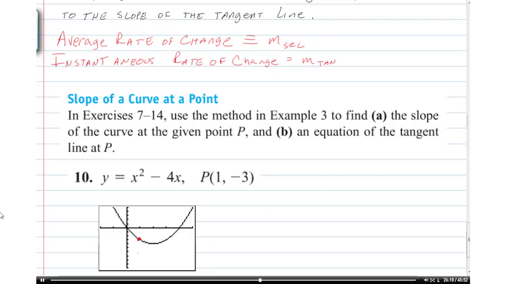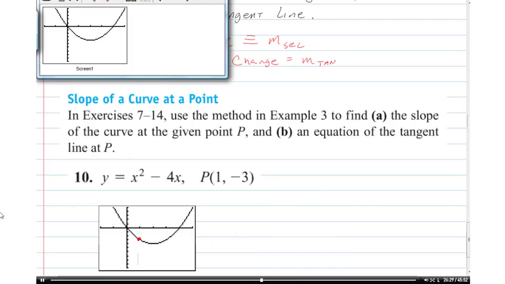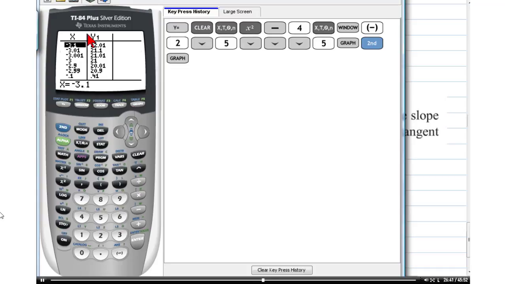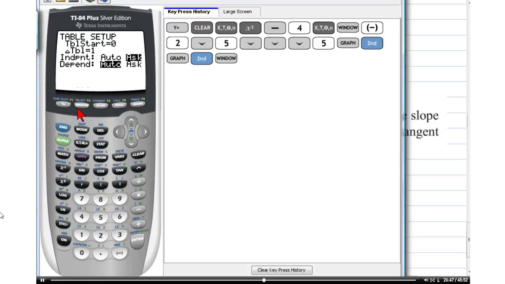We want to know what is the slope of this tangent line, and then we want to write the equation of the tangent line. So what we can do to figure this out is go to your calculator, to the table. I'm going to show you how to do this on the calculator, second table. And what we see here is a variety of values of x. If you want to set the parameters for your table, hit second window.